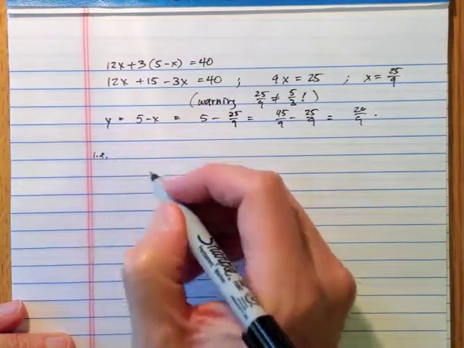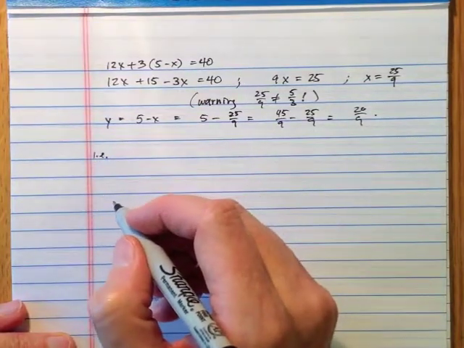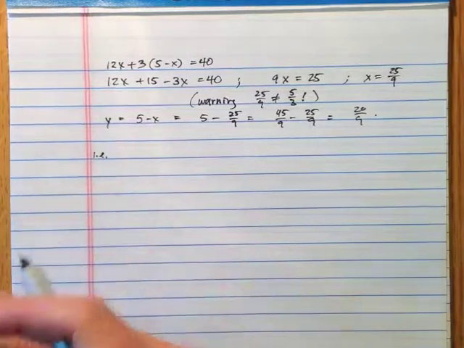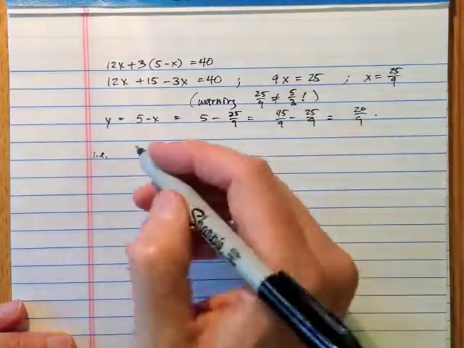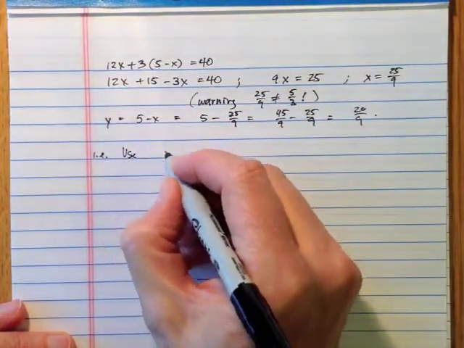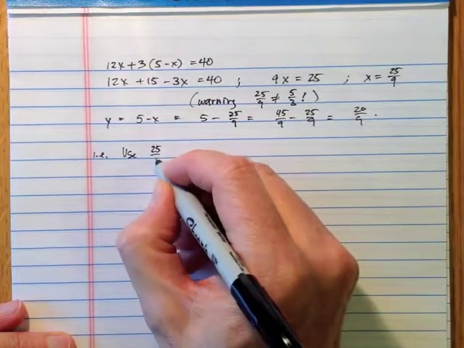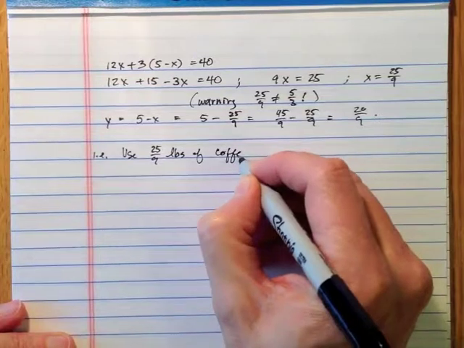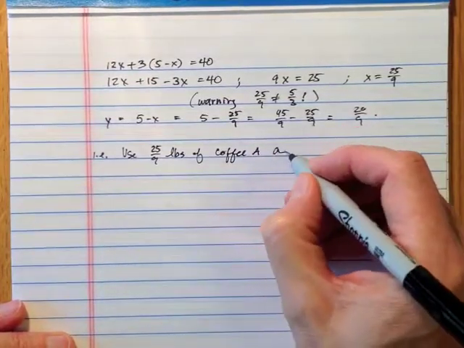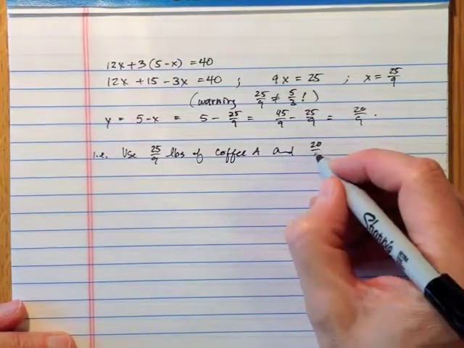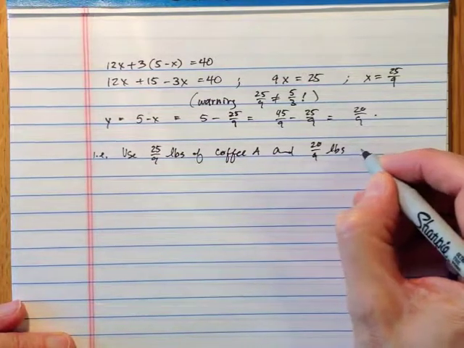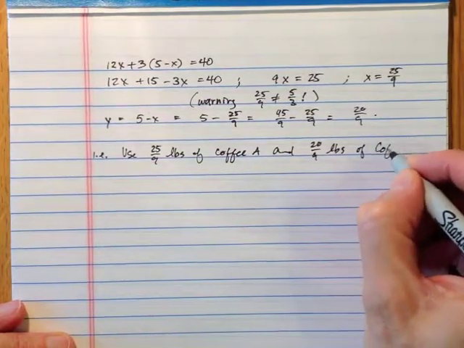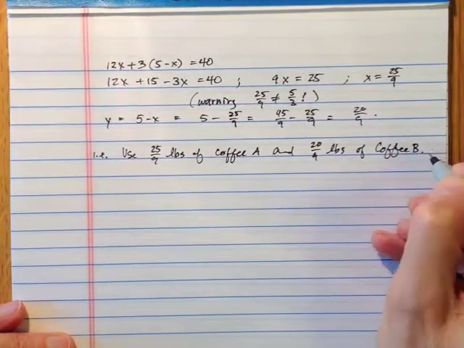It's always good form to express the answer to a word problem in words. So I'll just say use 25 ninths pounds of coffee A and 20 ninths pounds of coffee B, and we're done.